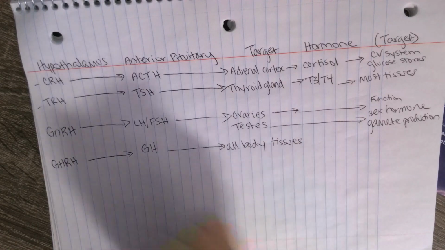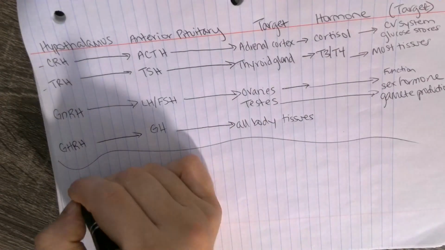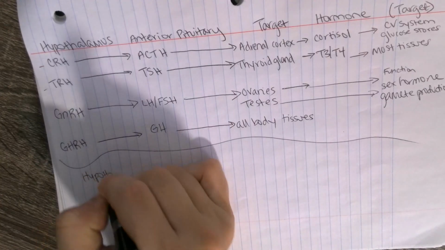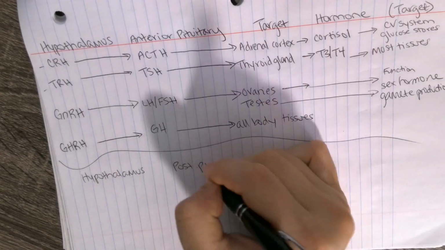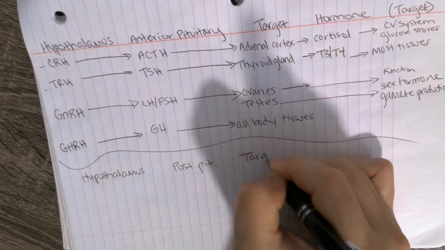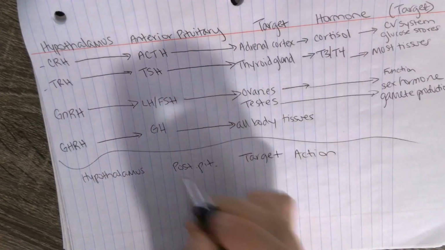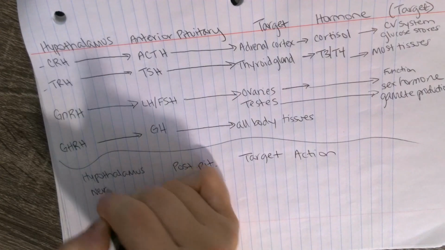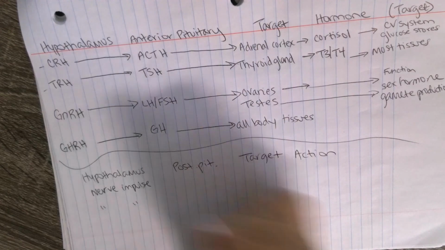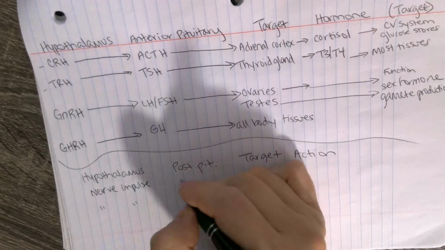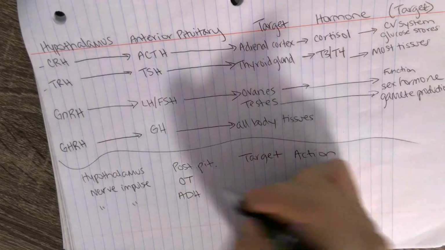If you want to keep doing this for other hormone pathways, you can go into hypothalamus, posterior pituitary, target, and then maybe we do action. Hypothalamus, nerve impulse, right? And that's going to be for both. It will release oxytocin or ADH, antidiuretic hormone.